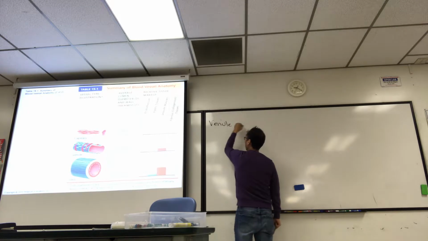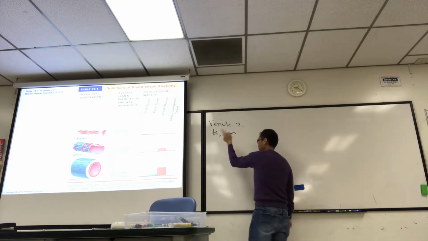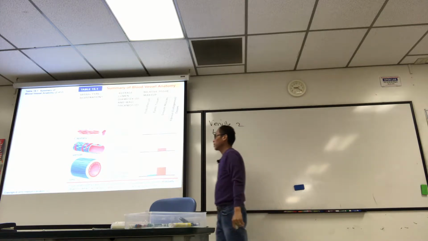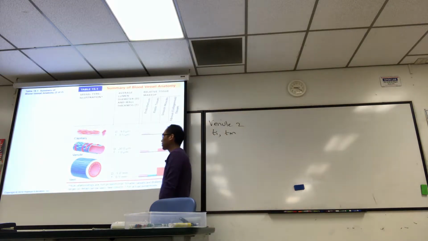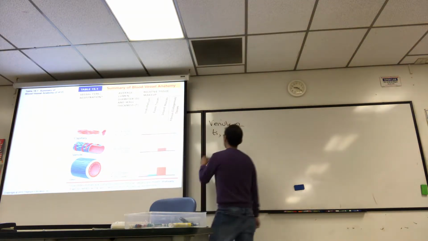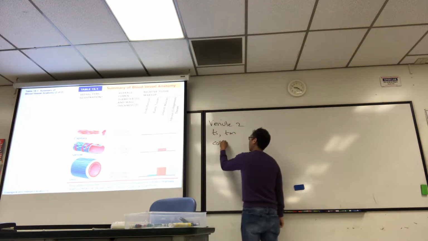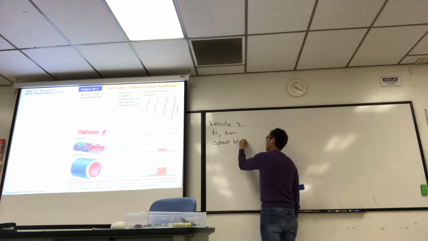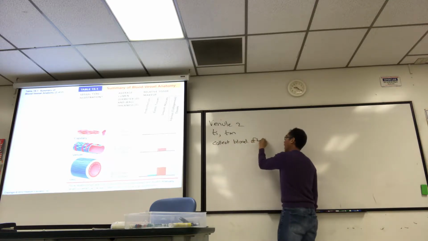Venule, back to 2 layers. TI, barely got a TM, just a few smooth muscle cells. So these are right after the capillaries. They're collecting blood after capillary exchange.